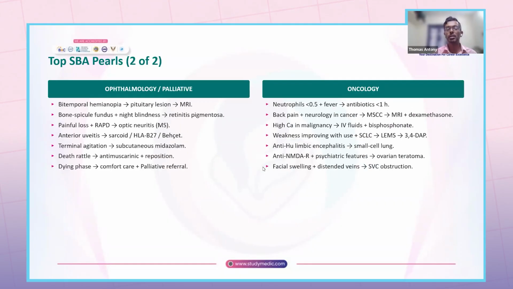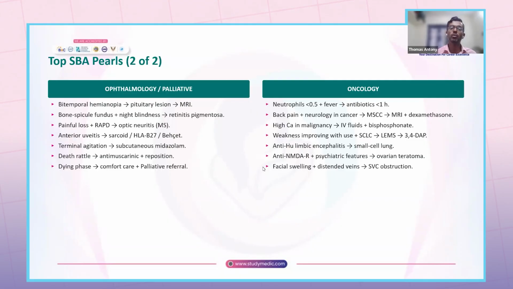Ophthalmology, we have bitemporal hemianopia in pituitary lesion. We have to go for an MRI to look for any pituitary tumors or adenomas. Bone spicule fundus with night blindness, you are thinking in terms of retinitis pigmentosa. Painful loss along with RAPD, optic neuritis. Anterior uveitis, sarcoidosis, or any seronegative arthritis, then Behçet syndrome.